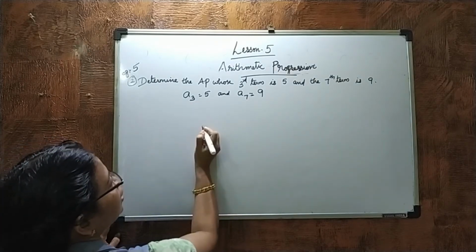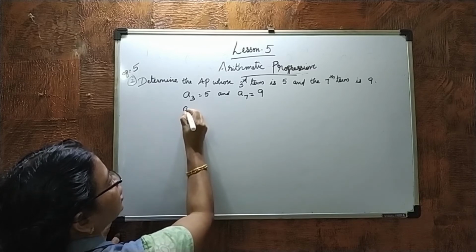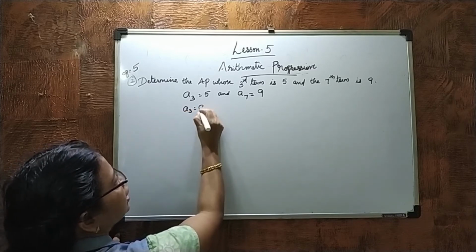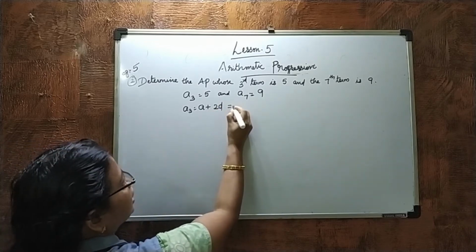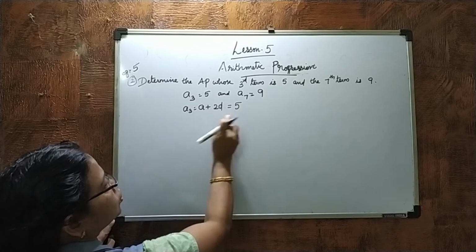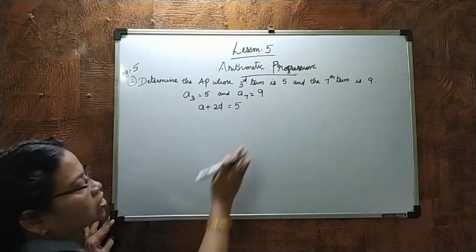So A3, how will you write it? A3 equals, what is A3? A plus 2D. Right? And what is A3? It is 5. That means A plus 2D equals 5. So A3 equals 5.